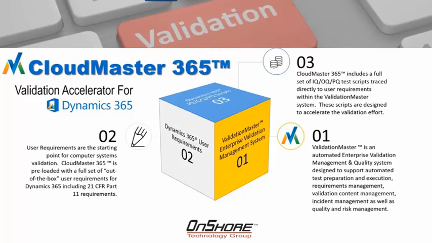Then we start with number 2, requirements. You know that requirements are the starting point for validation. So what we've done is we've taken all of the out-of-the-box Dynamics 365 requirements, and we've loaded these requirements into a fully automated requirements management system built into Validation Master. And then we've taken a set of IQ, OQ, and PQ test scripts, and we've tied them to the requirements in Validation Master so that you're ready to start executing.